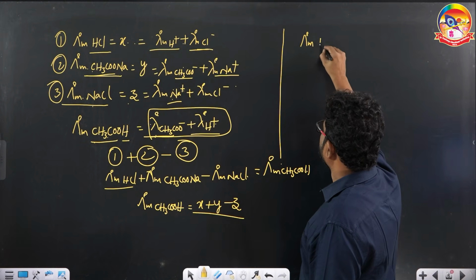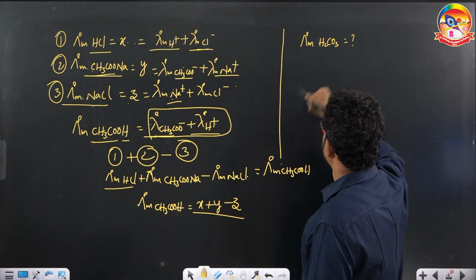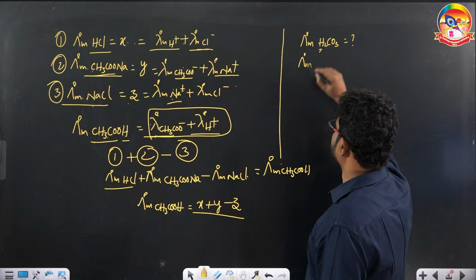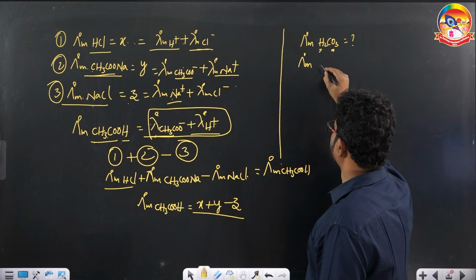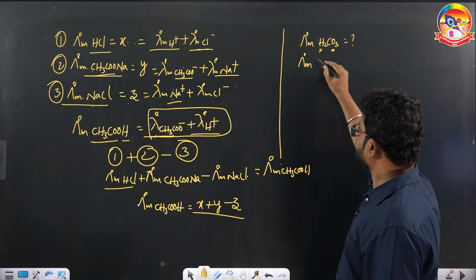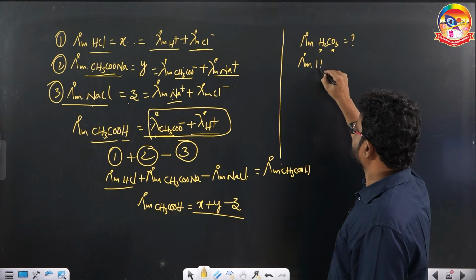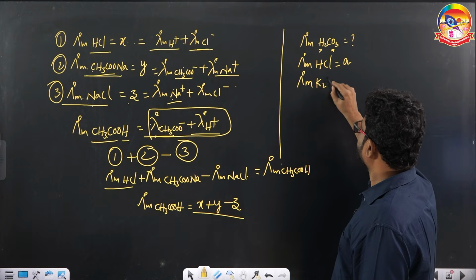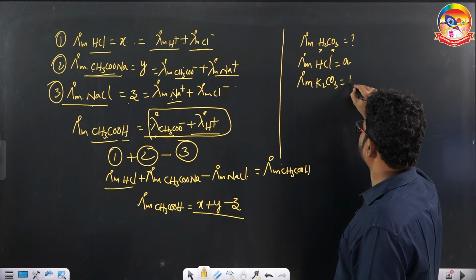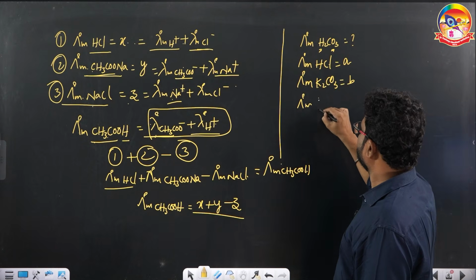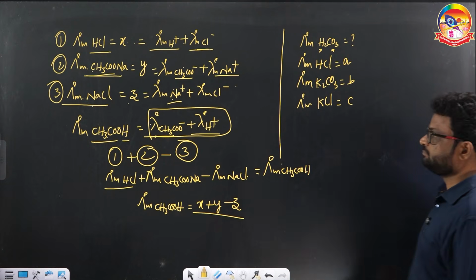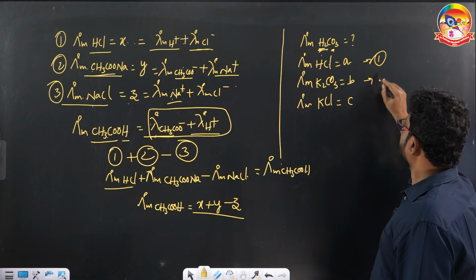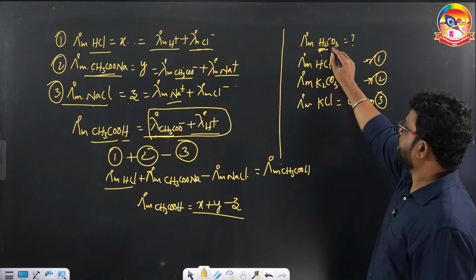Let me take another example. If I want to find lambda naught m of H2CO3, I must be given strong electrolyte values of compounds which have H plus and carbonate, and a third one to remove the unwanted ions. See, assume that lambda naught m of HCl is given as some A, lambda naught m of K2CO3 is B, then lambda naught m of KCl is C. See, how do we get this? Two H plus ions are required in H2CO3.